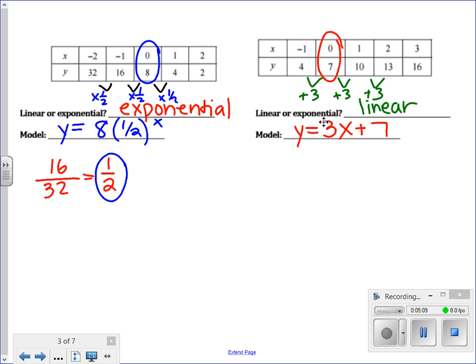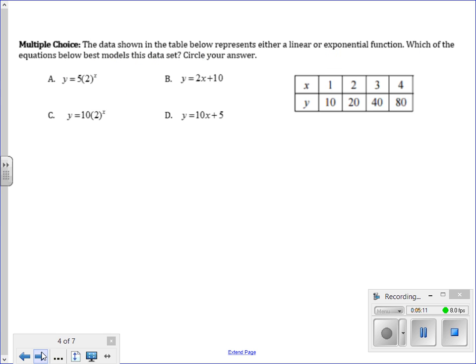All right, let's now do a multiple choice kind of problem. The data shown in the table below represents either a linear or exponential function. Which of the equations below best models the data set? Well, it's going to be hard to decide at first because my first instinct would be to look for the y-intercept. But I don't have an x equals 0. I'm missing that spot right here on the table, so I can't eliminate anything yet. So what I have to do is first decide if it's linear or exponential, which will narrow down our choices.